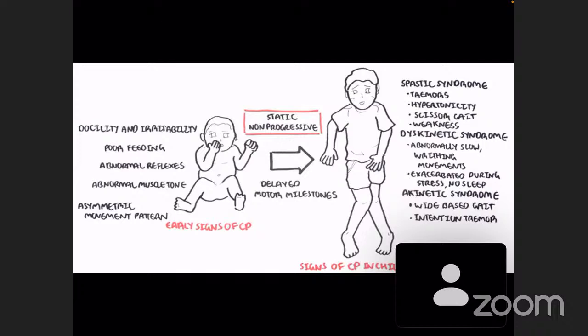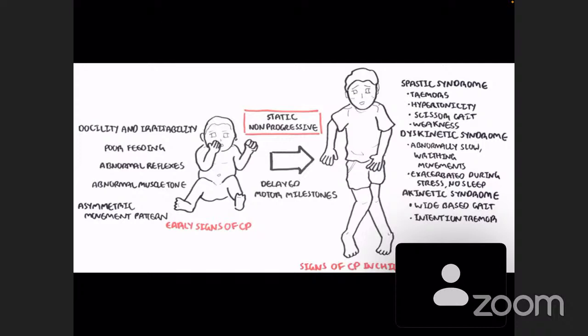You have seen commandos practice this during training, when they go below the fence in the mud. They will be crawling like this. This is known as commando crawl. So commando crawl is the earliest sign you will see in spastic diplegia.